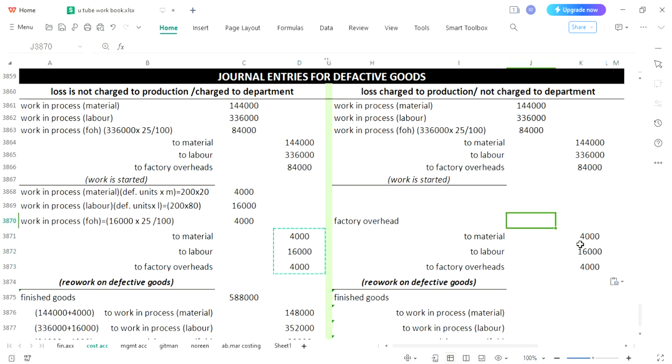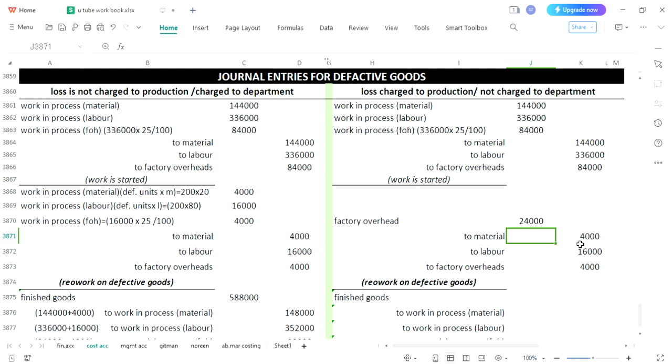So for factory overhead, we will apply a simple accounting principle: debit and credit side would always be equal. On the credit side, there are three amounts: 4,000, 16,000 and 4,000 again. We will sum up all three amounts and write their sum on the debit side, just to make the debit and credit sides equal. In this way, your second entry has been completed.